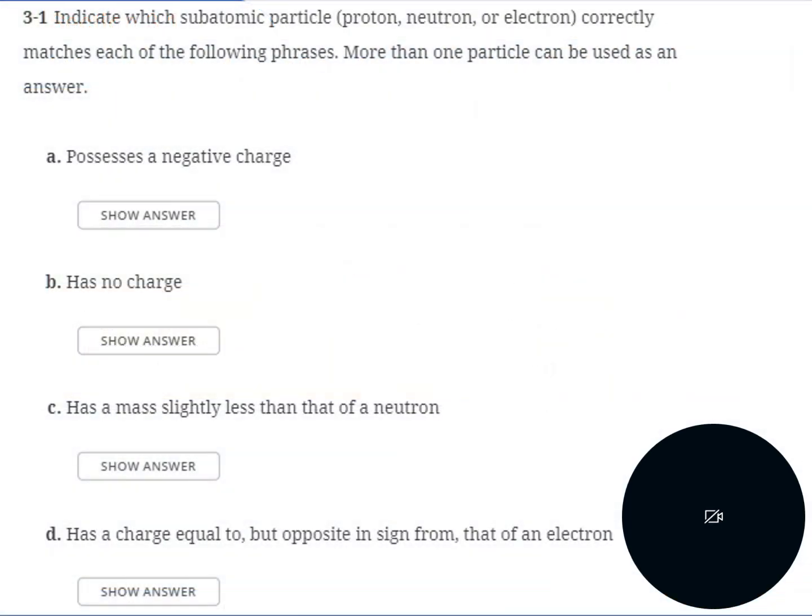So we come to our first learning check. Again, I always encourage you to pause the video and try to answer the questions themselves. But let's see if we could figure out which subatomic particle is given by the description. So it possesses a negative charge, and most of the time we use an E with a little negative sign next to it. Has no charge. Sometimes we use a lowercase n with this naught sign right here. Has a mass slightly less than that of a neutron, and that is going to be a proton. Sometimes we will put a little plus there. And the last one, D, has a charge equal to but opposite sign of that of the electron, and that again is our proton.